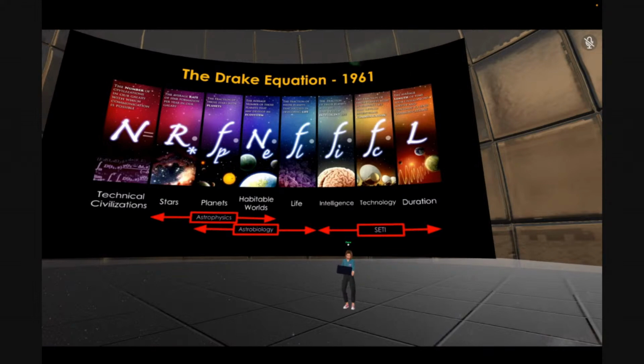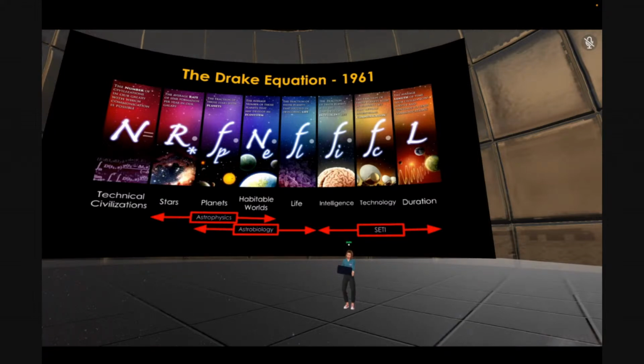And so the goal with this equation is to determine N, which is the number of civilizations in our galaxy with which communication is possible. So these would be what we would consider to be technical civilizations that have the ability of communicating not only with themselves, but with members of another species. And so we can go through the components of this equation, which are all multiplied together to give you that answer of N. The first is the rate of star formation, which is then multiplied by the fraction of those stars that host planets.